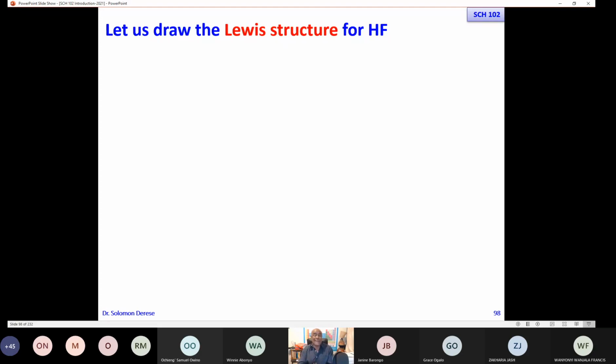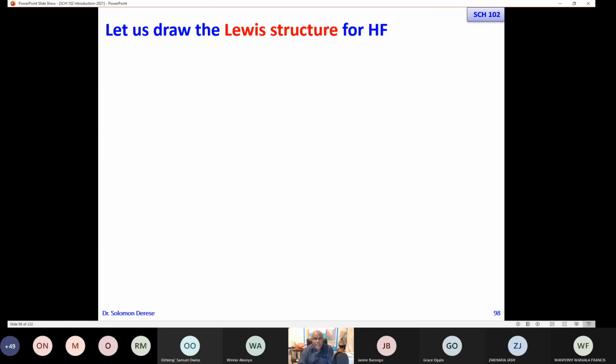Only the valence electrons are shared when a covalent molecule is formed. So when drawing the Lewis structure, we only worry about the valence electrons, the ones that are involved in chemical bonding. And then we share these valence electrons among the elements that are involved in chemical bonding. When we are doing that, we must follow the octet rule.